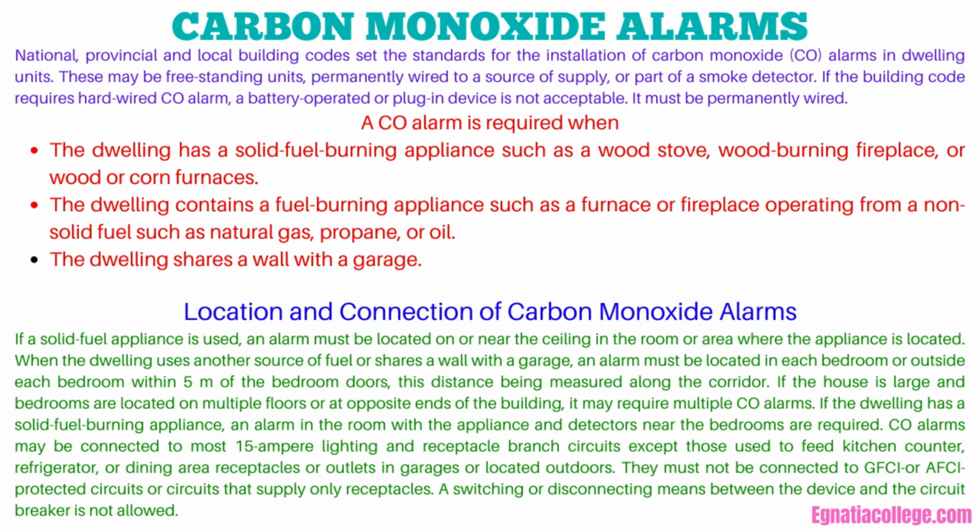If the dwelling has a solid fuel burning appliance, an alarm in the room with the appliance and detectors near the bedrooms are required. CO alarms may be connected to most 15-ampere lighting and receptacle branch circuits except those used to feed kitchen counter, refrigerator, or dining area receptacles or outlets in garages or located outdoors. They must not be connected to GFCI or AFCI protected circuits or circuits that supply only receptacles. A switching or disconnecting means between the device and the circuit breaker is not allowed.